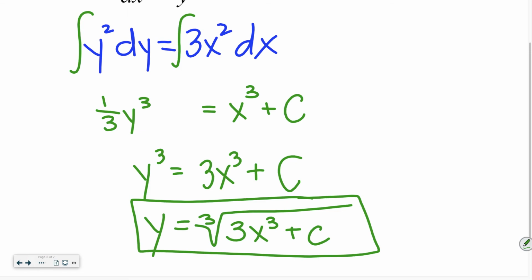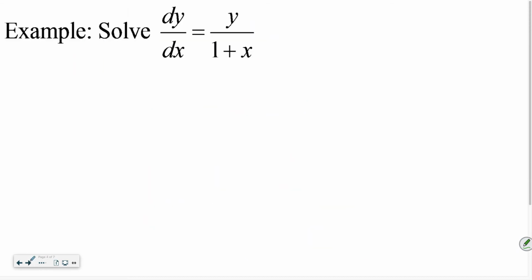Now, that's a pretty basic example, and that will probably mirror your first few problems in your homework. Where we need to be careful is when we end up getting a natural log as our antiderivative. So let's look at an example where we might need to be a little bit careful there. Go ahead and write this one down.